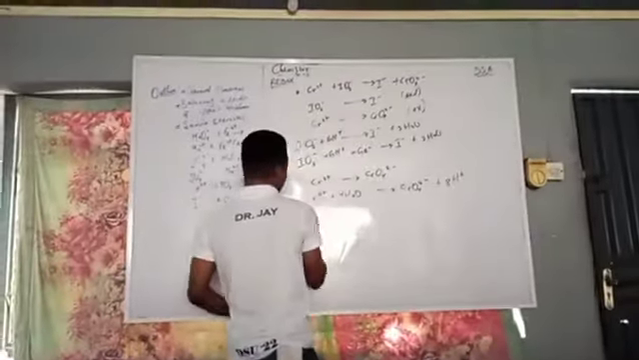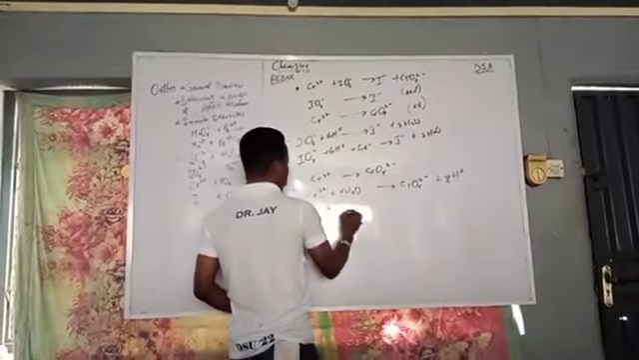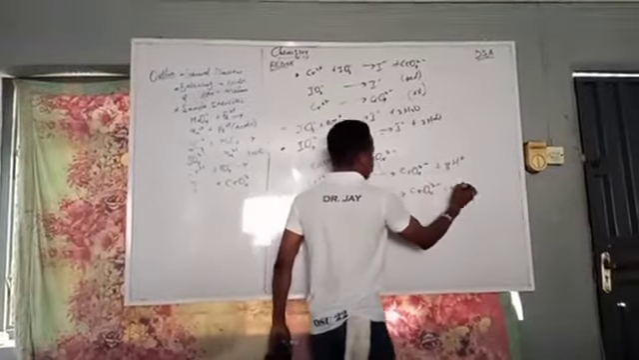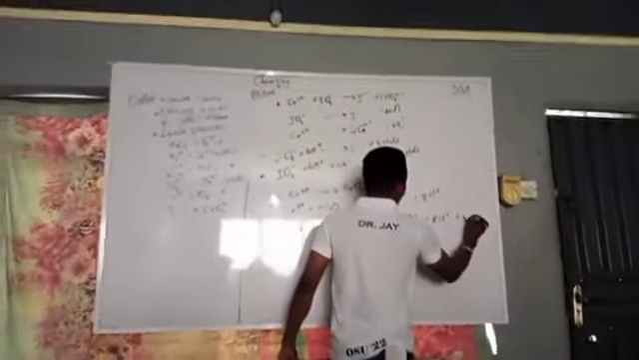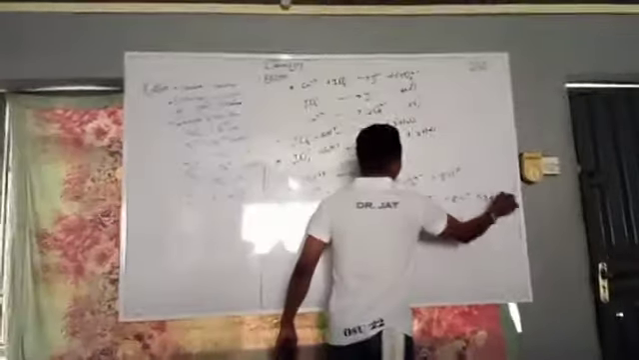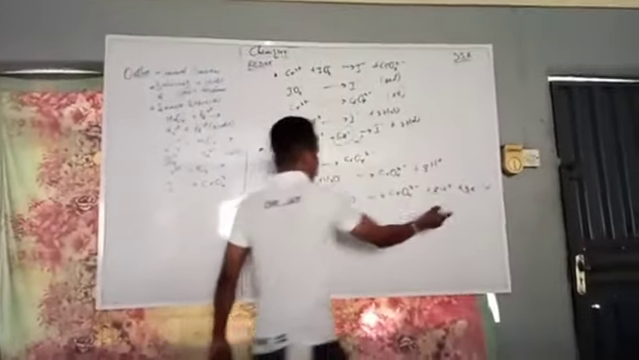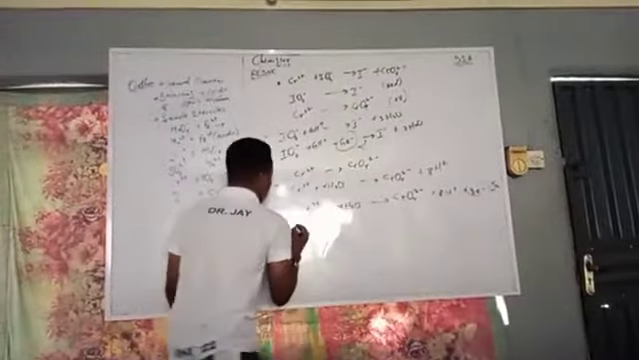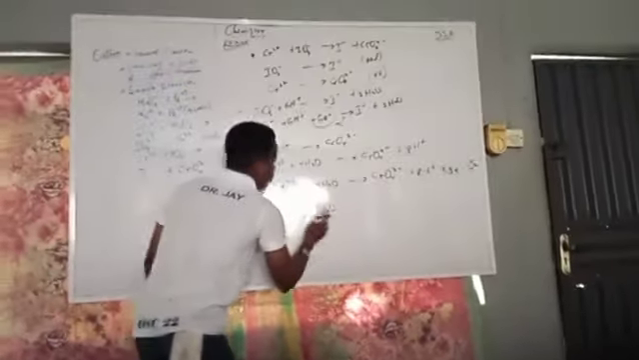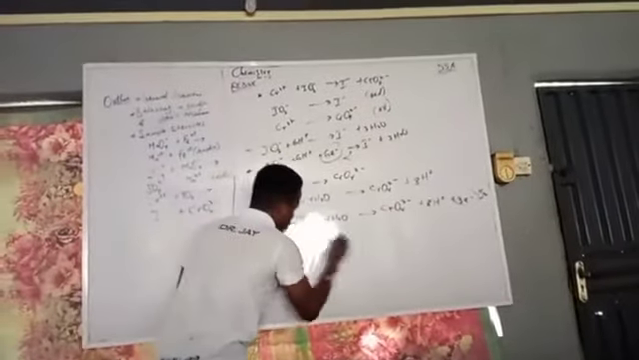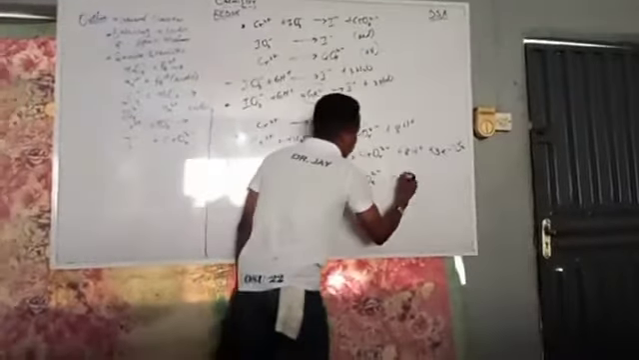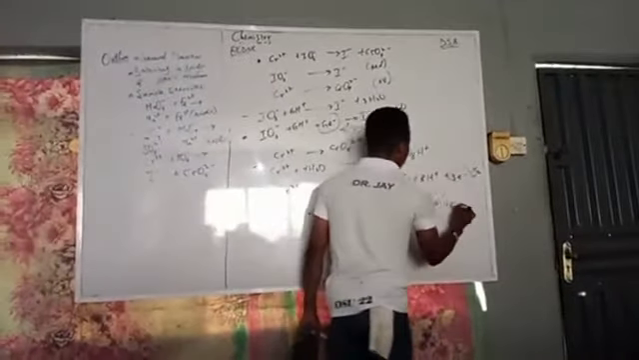As the case applies, you're going to have Cr3 plus 4H2O give us CrO4 minus plus 8H plus 3 electrons. Now, equal number of electrons transferred. So you multiply this equation by what? By 2. So it becomes 2Cr3 plus 8H2O, we have 2CrO4 minus plus 16H plus 6 electrons.